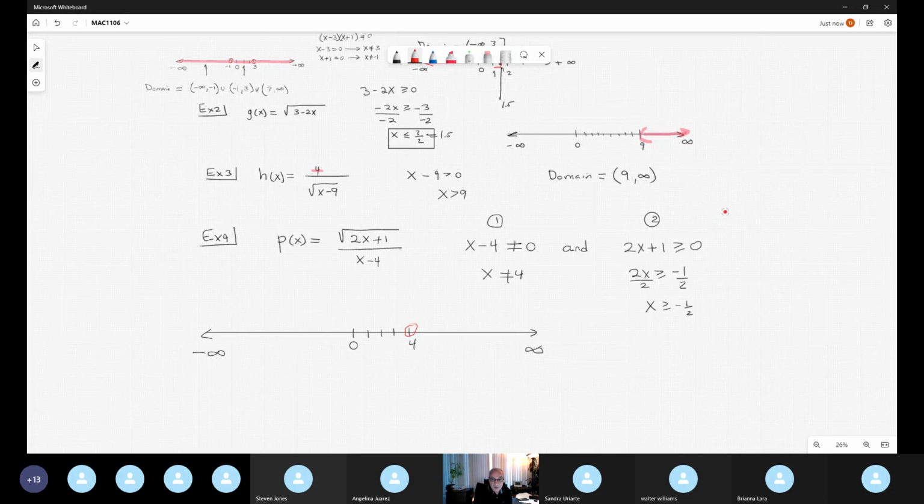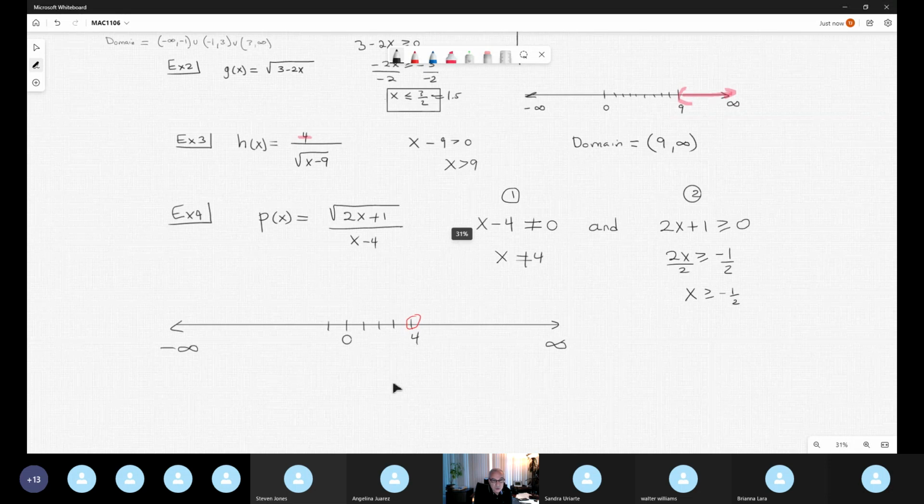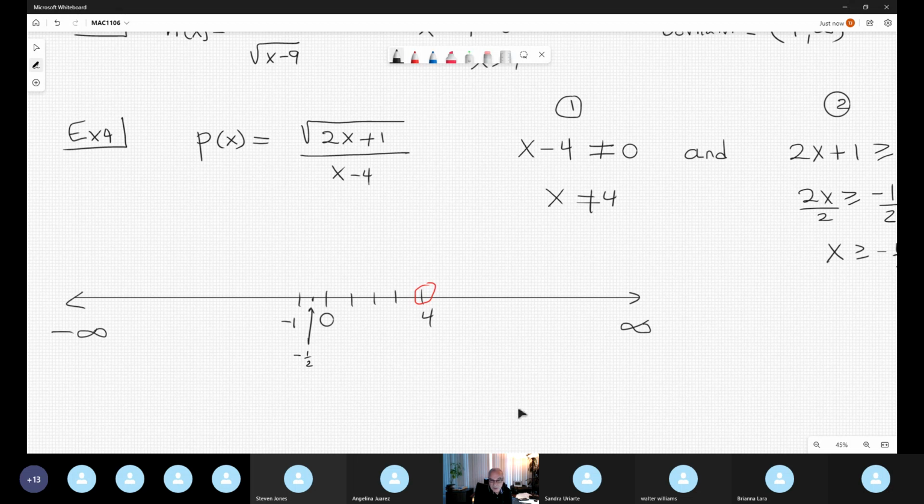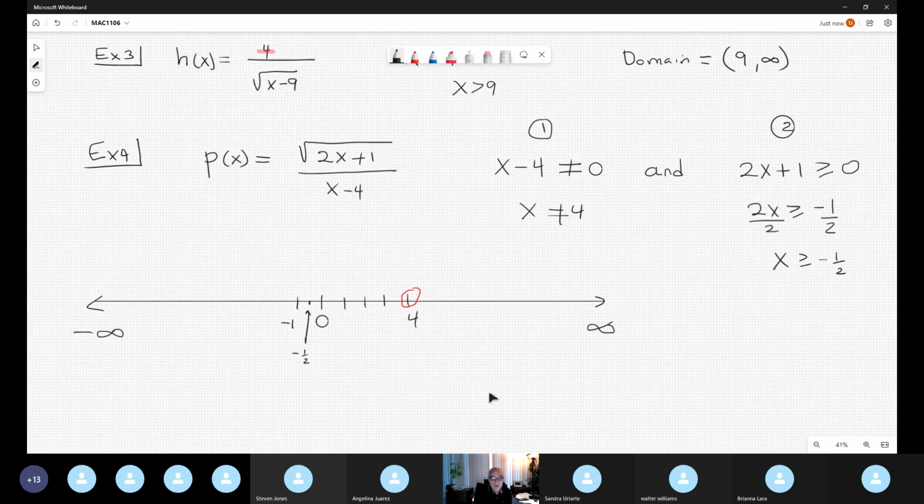Now, the rest: this inequality is negative 1/2. Let me zoom. This is negative 1, and this is negative 1/2, the midpoint. It is greater than or equal, so greater than is to the right in that direction. But at 4 we have a hole. And what happened with the negative 1/2? Include? Yes. How do you know? Equal sign. Therefore, bracket here.